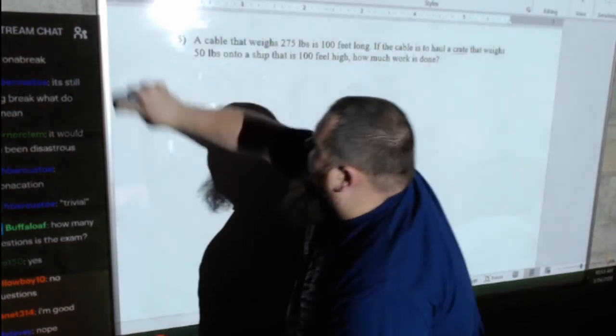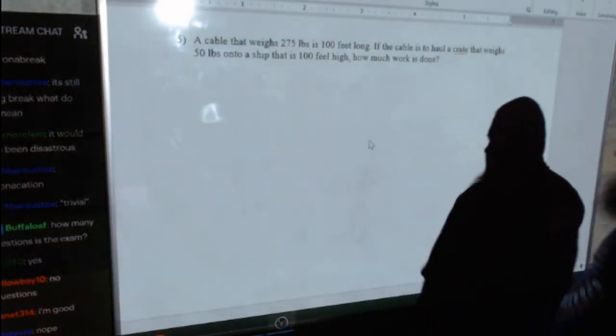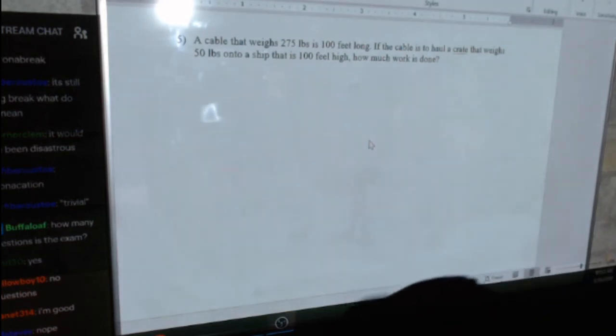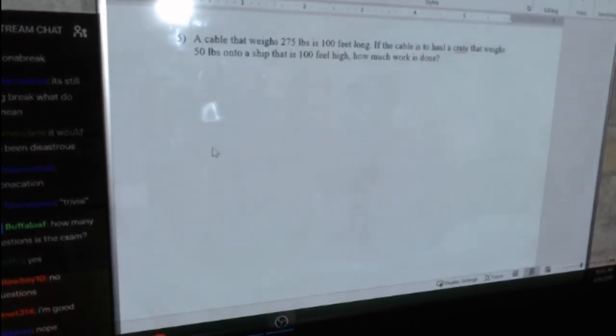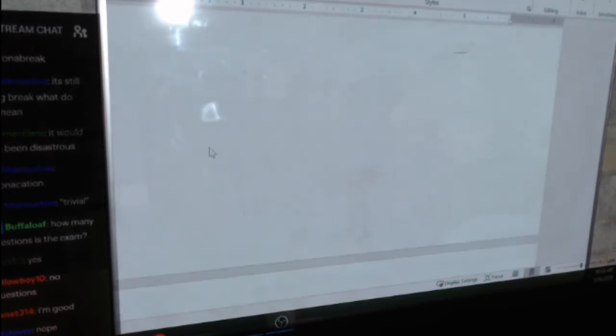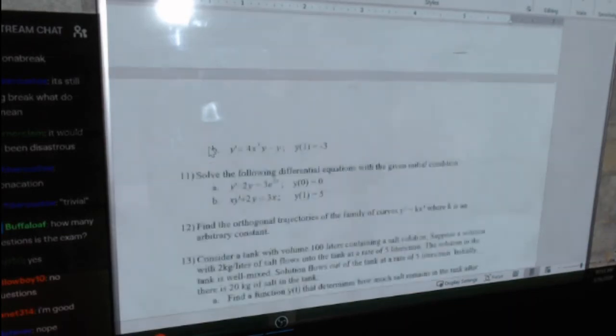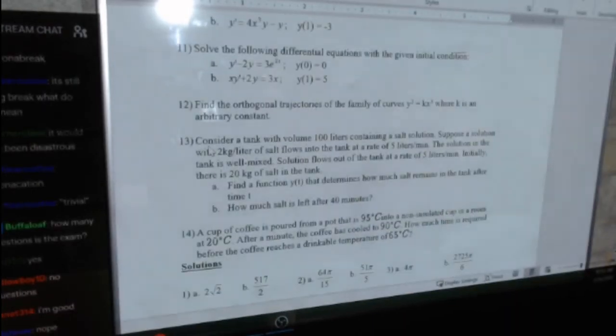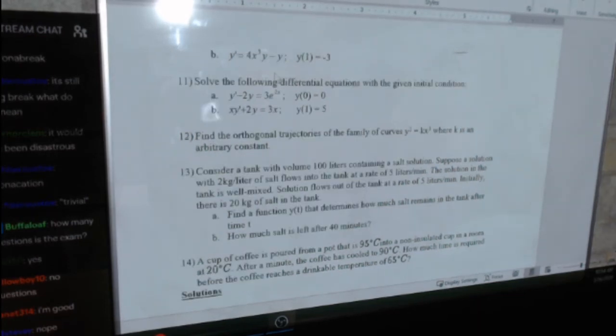Would you rather an integrating factor or the separation of variables? Technically, the orthogonal trajectory that we did earlier was separation of variables. So maybe it's better if we do an integrating factor. How about we do 11a? Come on, mouse.